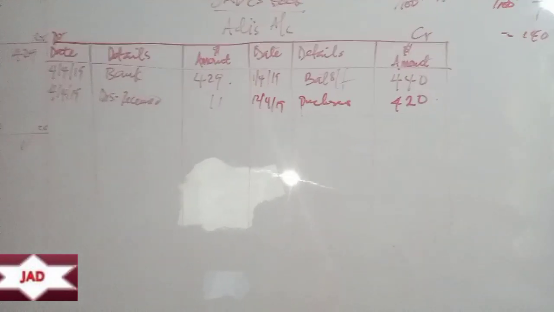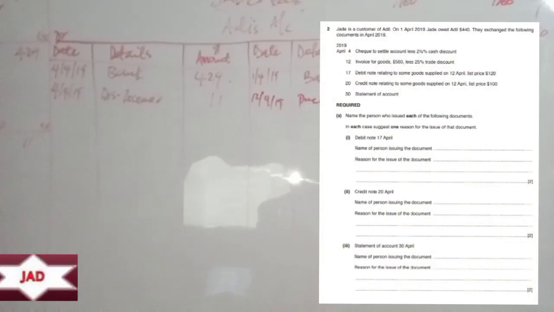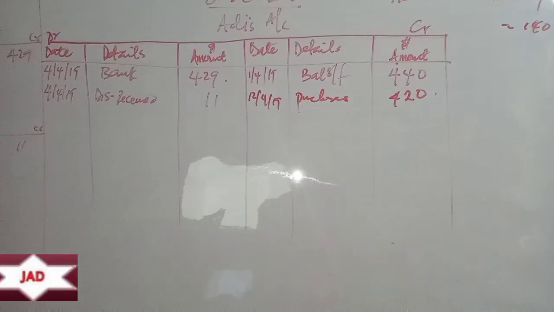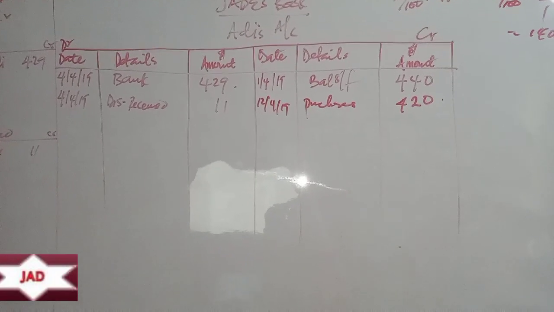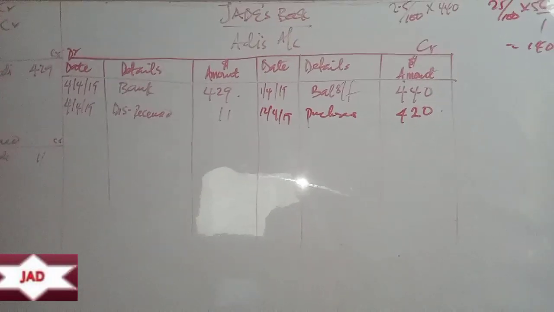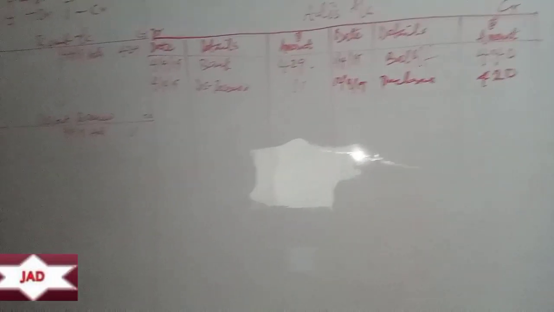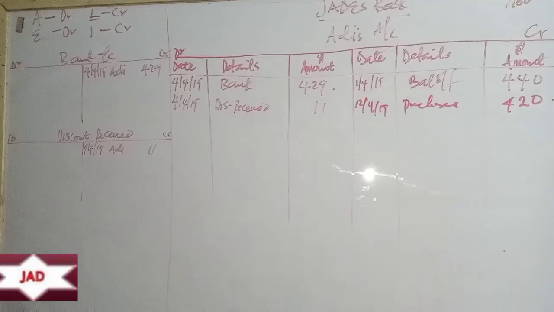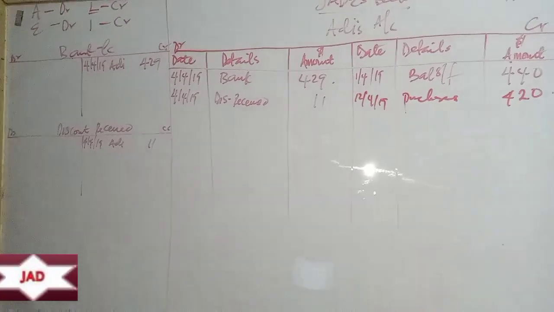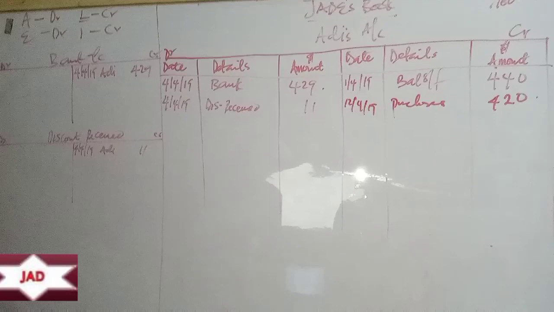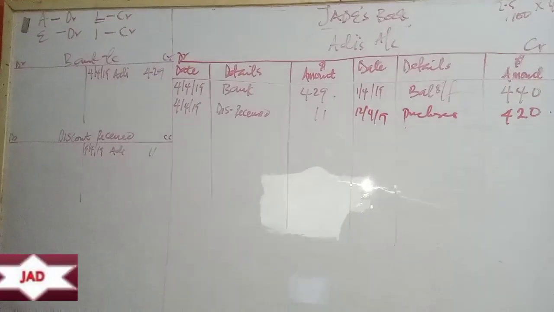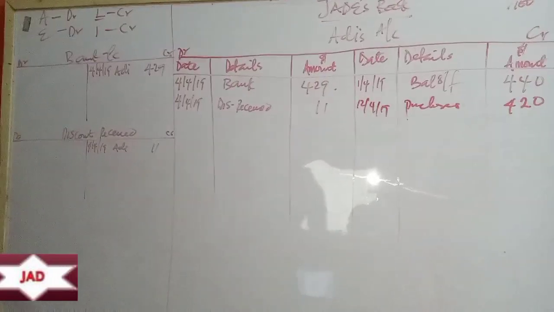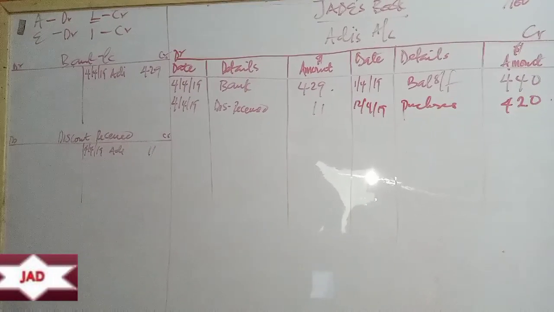So the next one, there's a debit note relating to some goods supplied on the 12th of April. List price is 120. What is a debit note there? Really, there's a debit note that has been sent to Adi. What that means is that Jade is intending to reduce the credit of Adi, and it is pointing to the 12th of April.